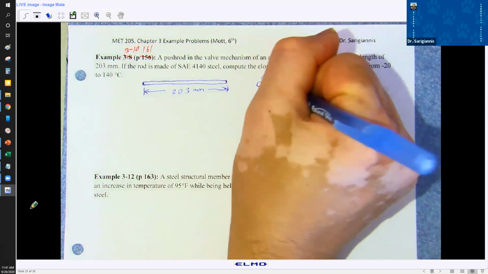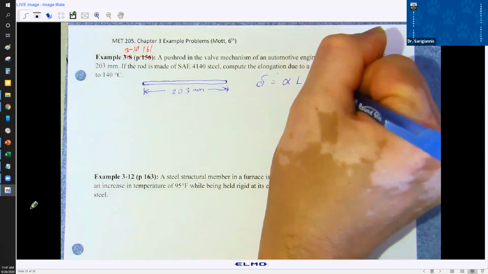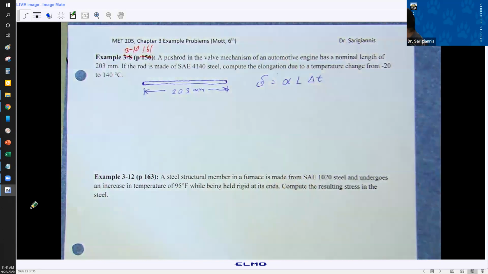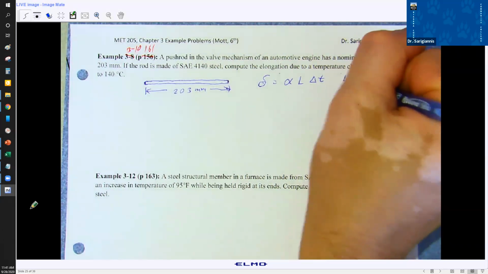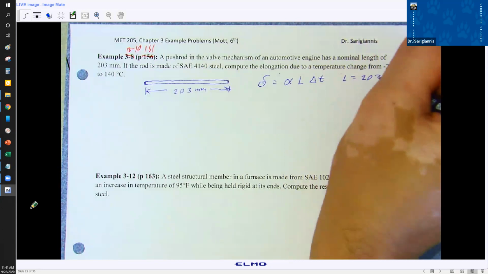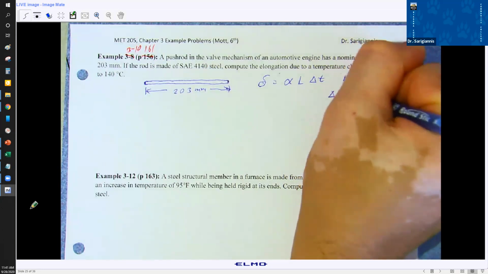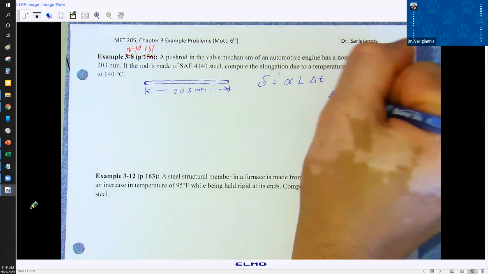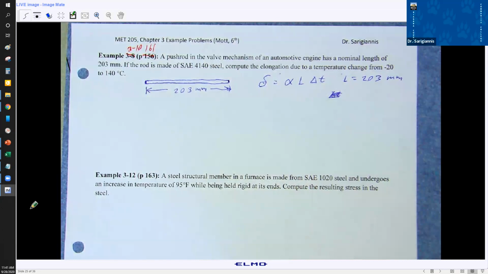So our delta is just going to be the coefficient of thermal expansion times the length times the change in temperature. We know the length is 203 millimeters. Delta T, I'll get to delta T when we get there. Let me show you the table this is coming from.